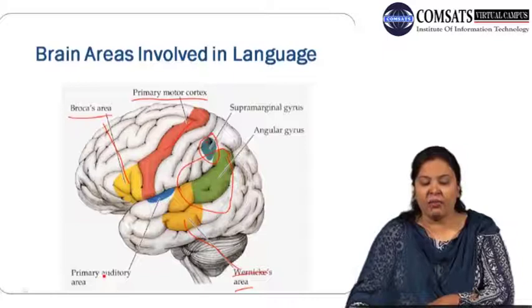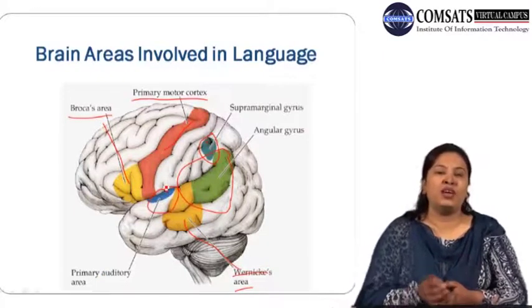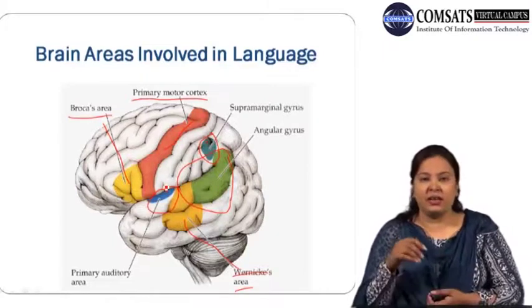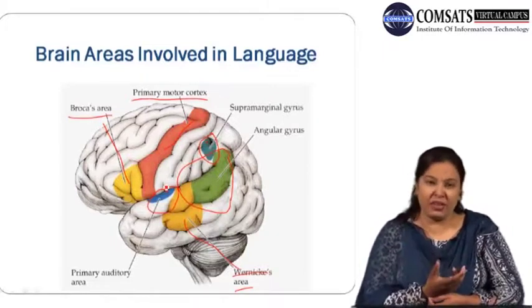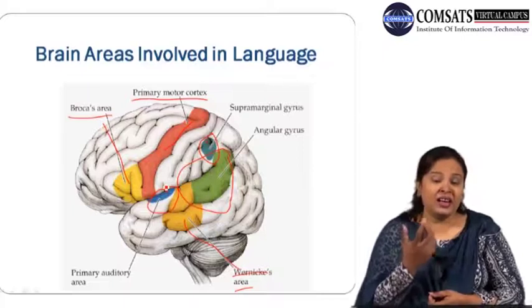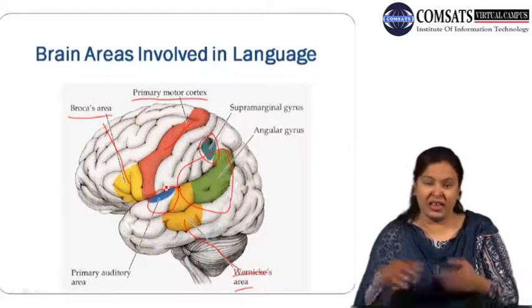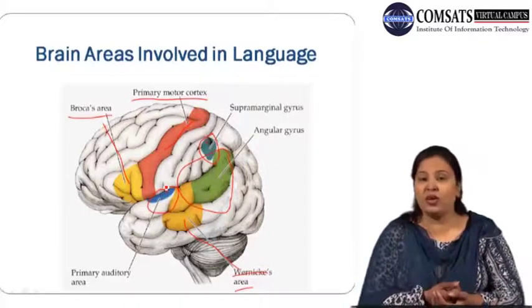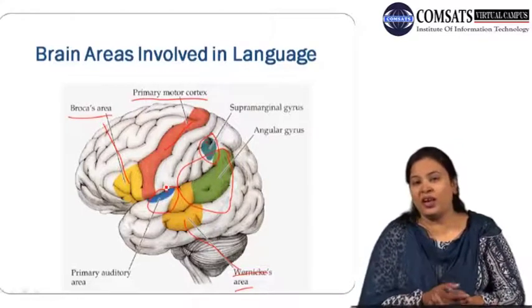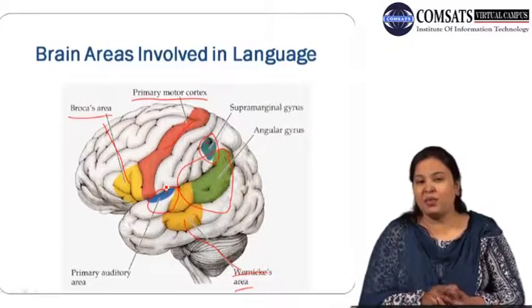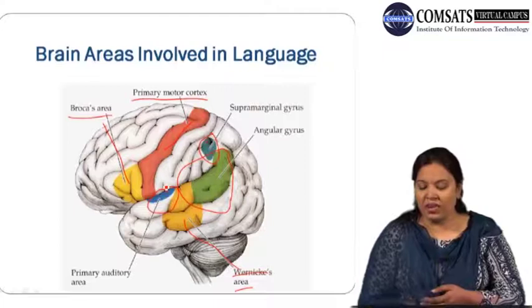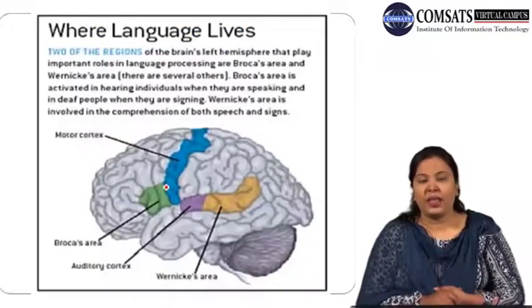And then we have the primary auditory area. When we receive auditory signals, they are perceived by the brain. In the primary auditory area, these auditory signals are received, and later on they are decoded and the messages are understood. So these are some of the important areas of the brain with respect to language.